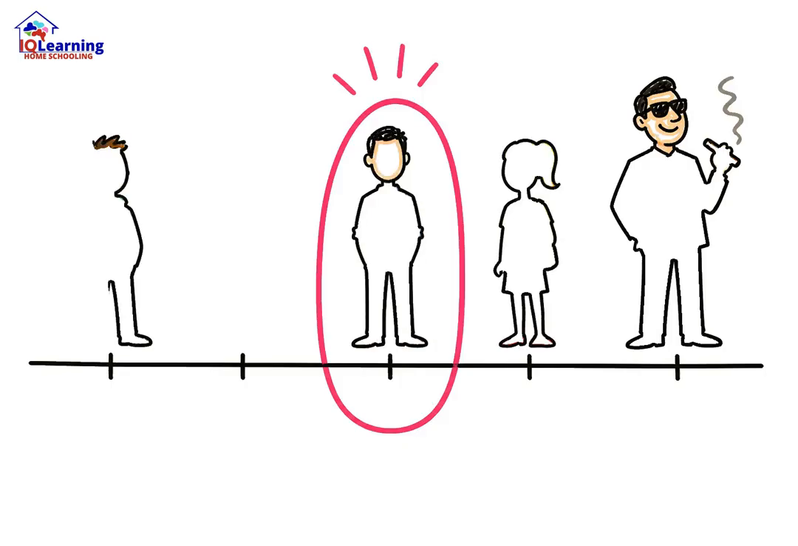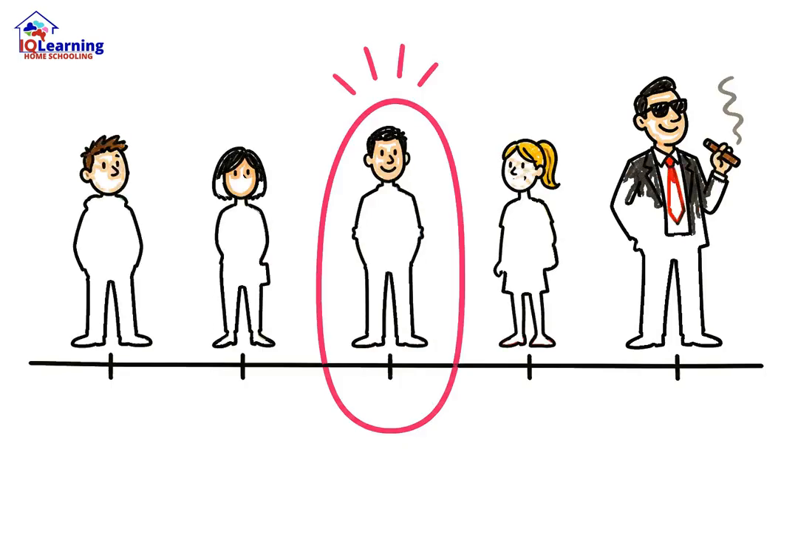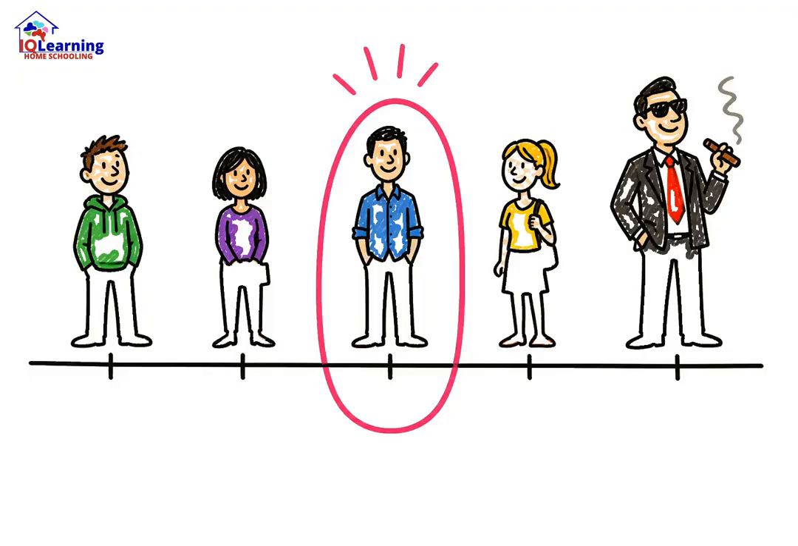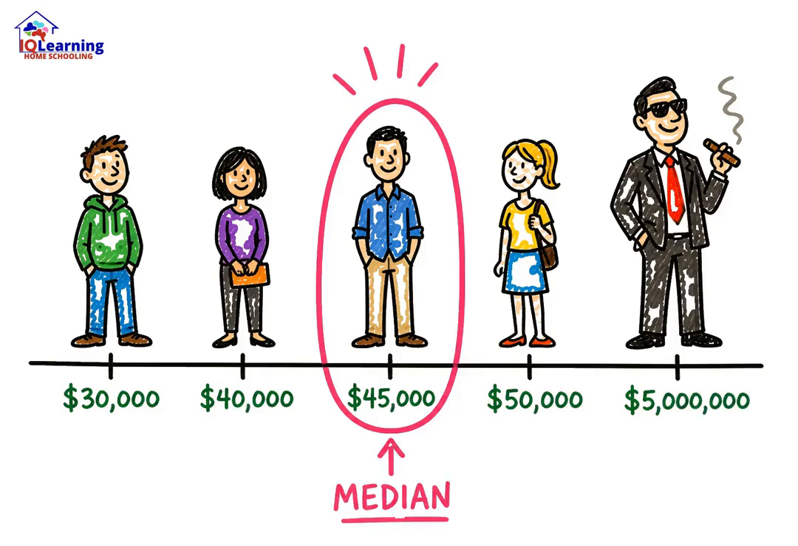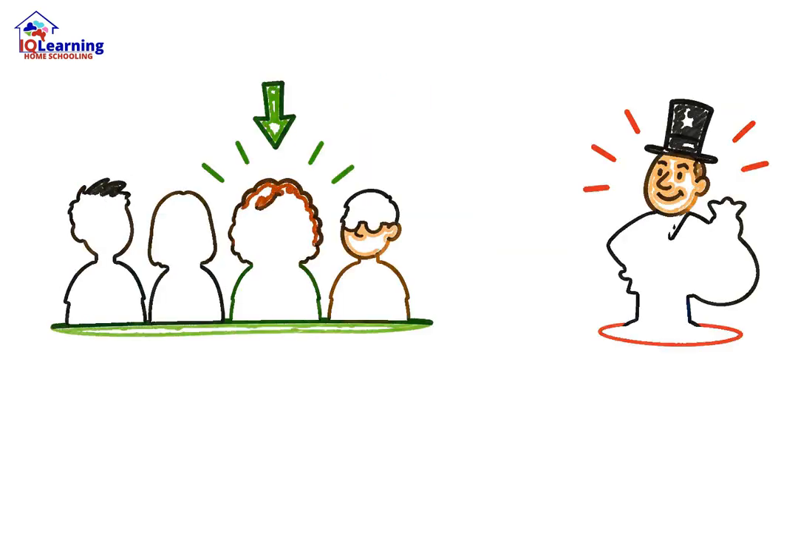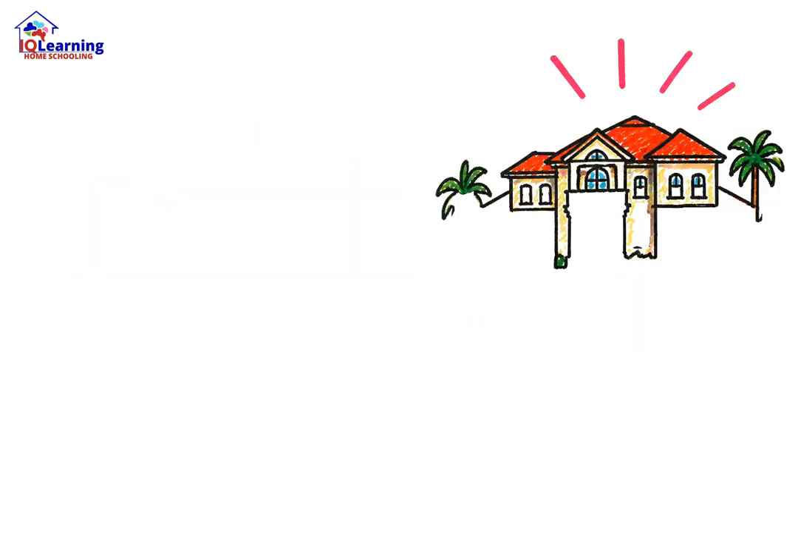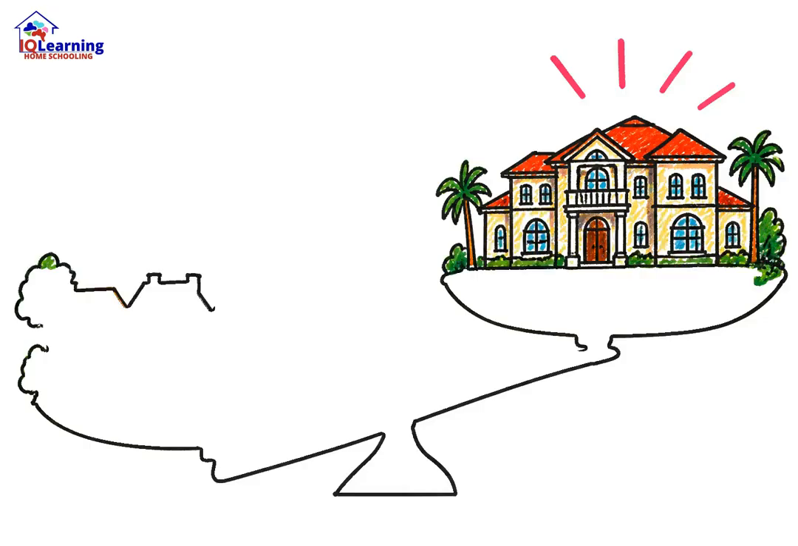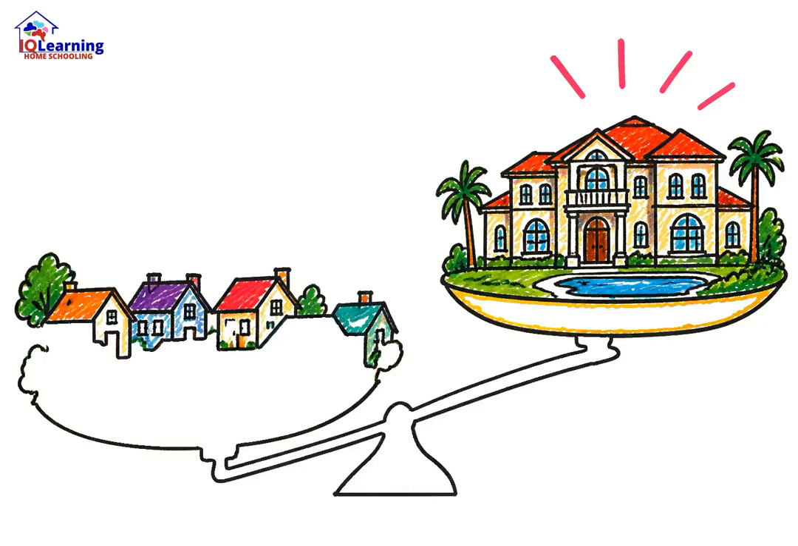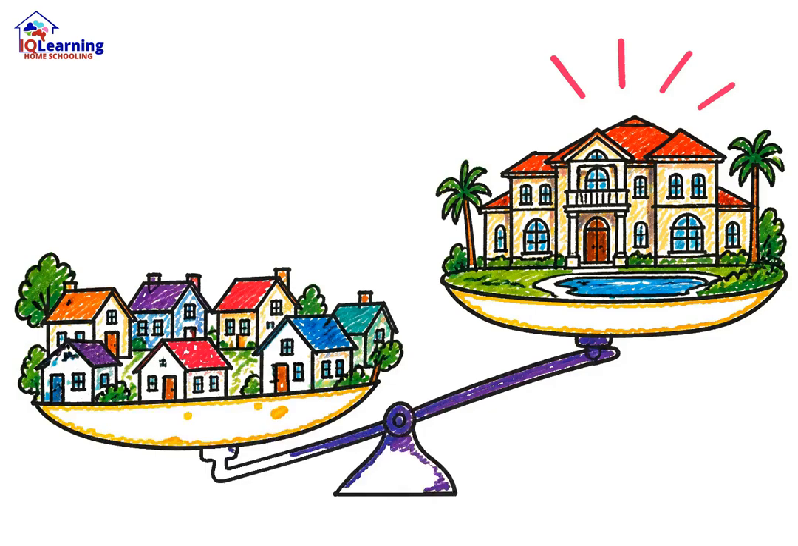Enter the median. The median is the true middle value. If you line up those 5 salaries in order from smallest to largest, the one smack in the middle is $45,000. That feels much more representative, right? It ignores the extreme outlier. This is exactly why you always hear about the median house price, not the average. It prevents a few mega mansions from skewing the data.